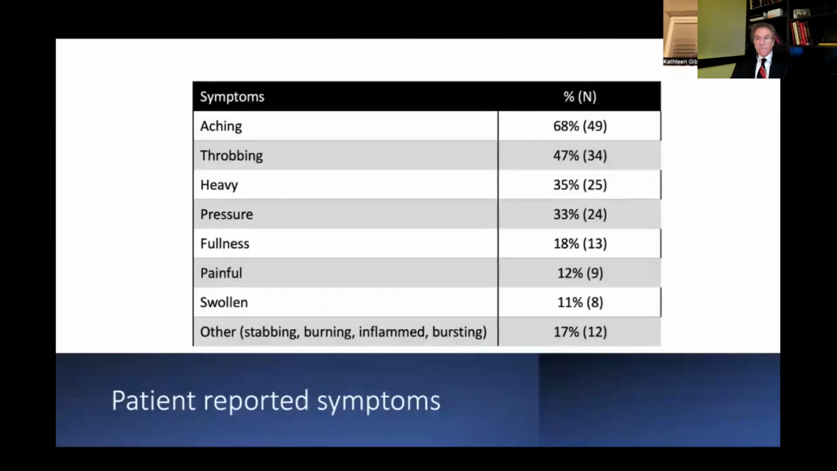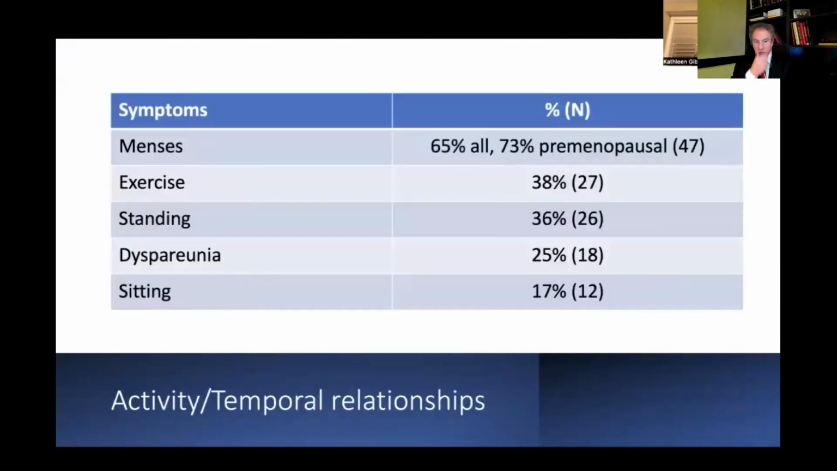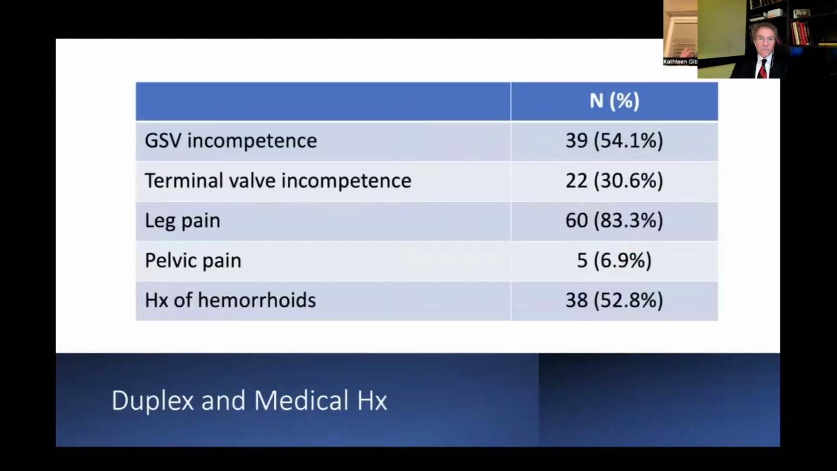Their symptoms were very similar to what we see with leg varicose veins: heaviness, aching, throbbing. Itching wasn't one of the top ones listed, but otherwise very similar to what you see for other venous disorders. And when we're talking about these women that ostensibly have pelvic varices, surprisingly, they don't have a lot of pelvic symptoms most of the time. About a quarter of them noted some dyspareunia, but in terms of saying that they had pelvic pain, only 7% did.